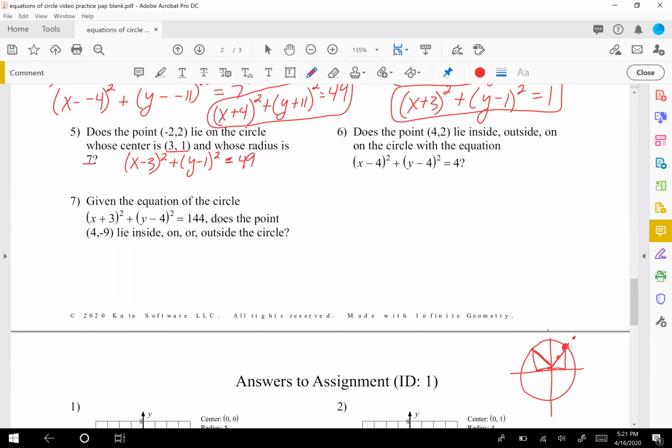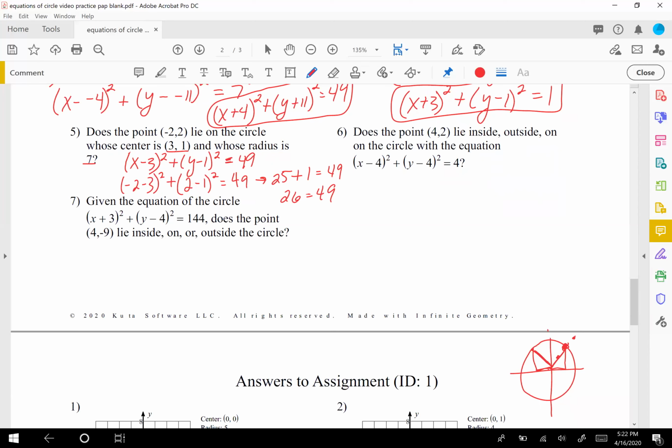So I will plug in. We have negative 2 minus 3 squared plus, and then what is the y here? It's 2 minus 1 squared. We have to see if that's equal to 49. So negative 2 minus 3, that's negative 5. So we have negative 5, but we're squaring it, so it's 25. And then 2 minus 1 is 1, but then 1 squared is just 1. 25 plus 1 is 26.